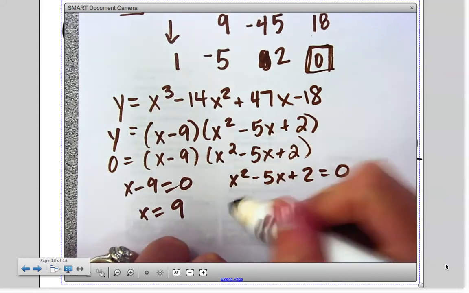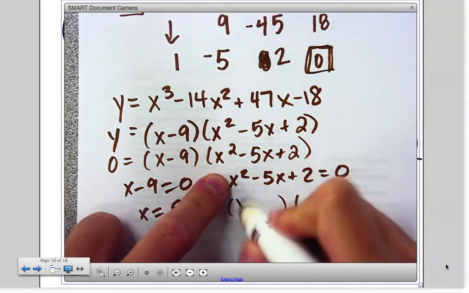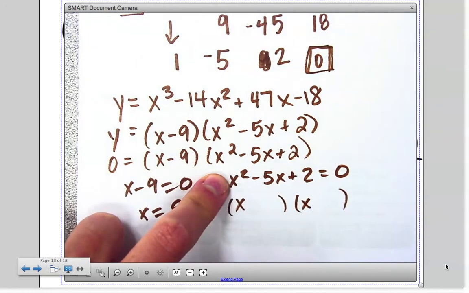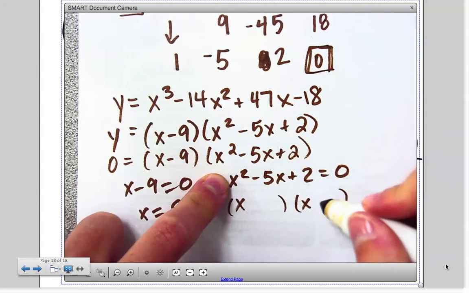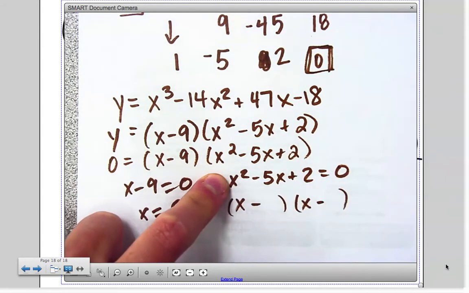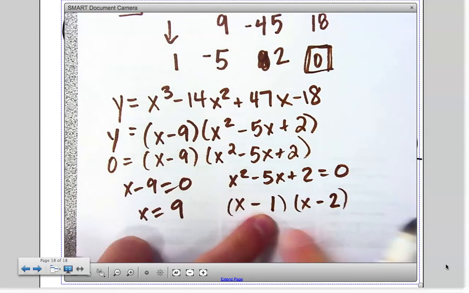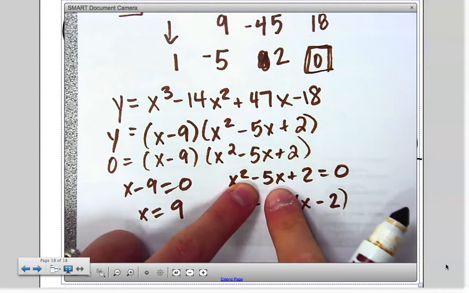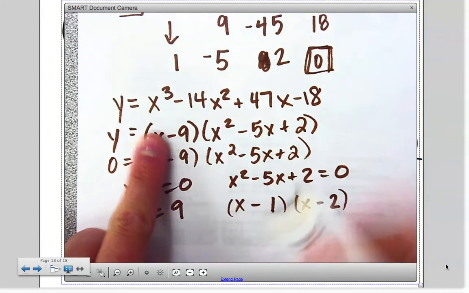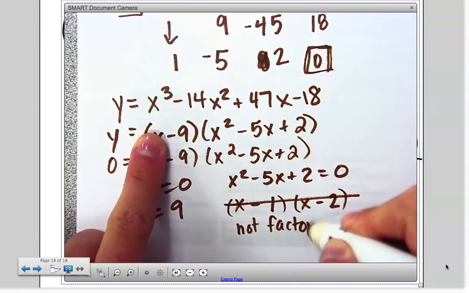So normally right here I would try to factor. To get x squared, I would only have to have an x and an x there. To get a positive 2 and a negative 5, these are both going to have to be negatives, but I have to get a 2 there, so my only options are 2 and 1. There's no way that I can use negative 1 and negative 2 here because that's not going to add to negative 5. So this is not factorable. What does that mean? I have to use the quadratic formula.